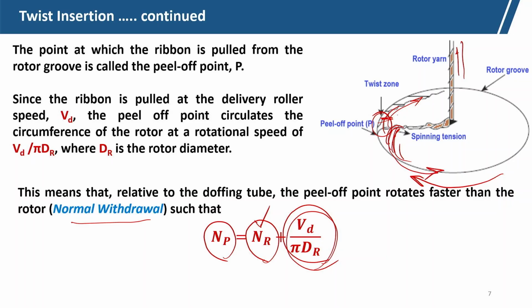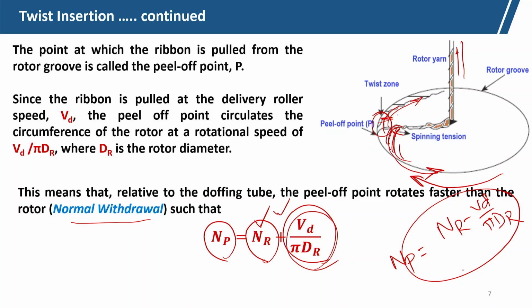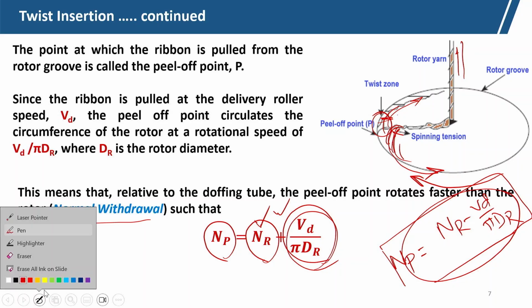In that case, the effective peel off point speed will be N r minus V d by pi d r, which we will discuss separately. This is momentary, because immediately after the bridging fiber effect goes off, it starts its normal delivery again. When the peel off point rotates in the opposite direction to the rotor direction, that is called reverse withdrawal.